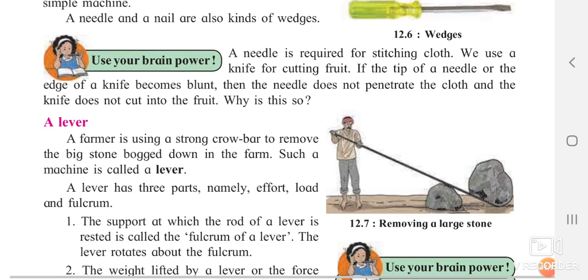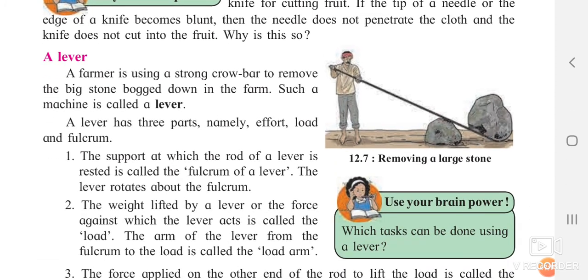So the next part is the lever. What is this lever actually called? The different parts and types of lever we are going to see in the next lecture.